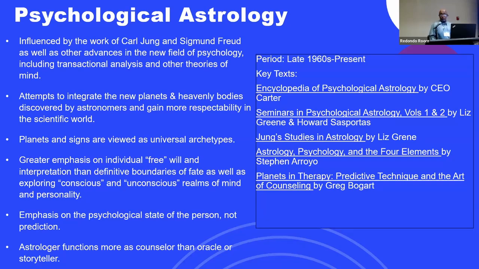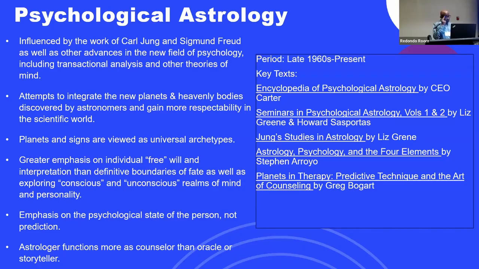And so there were other forms of psychology too, like transactional analysis, which I think has gone the way of the dodo. I don't hear anyone talking about it, but there were other forms of psychology that were surfacing and astrologers were trying to integrate with those. And so there was a lot of integration of the new planets like Uranus, Neptune, and Pluto, and the heavenly bodies being discovered by astronomers.